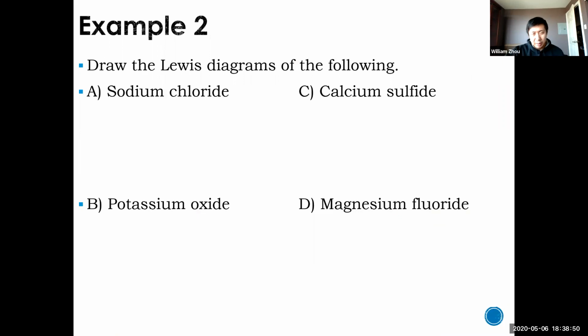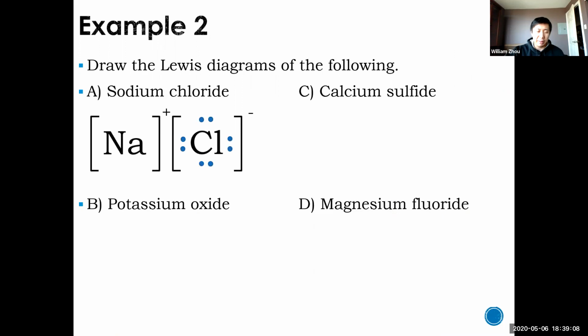Okay? So for the first one, sodium chloride. You have to recognize that this is an ionic compound because you have a metal and a non-metal. So sodium chloride is ionic. You draw the 2 ions. You draw the sodium ion, and then you have to draw the chloride ion. And that's what they will look like.